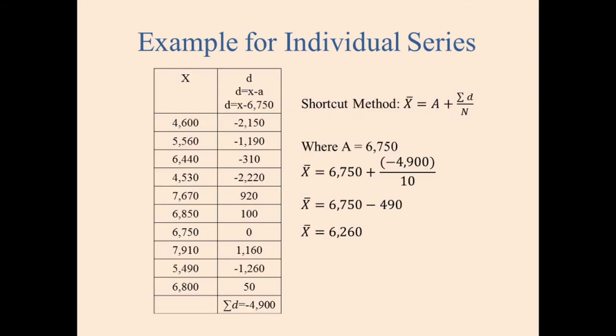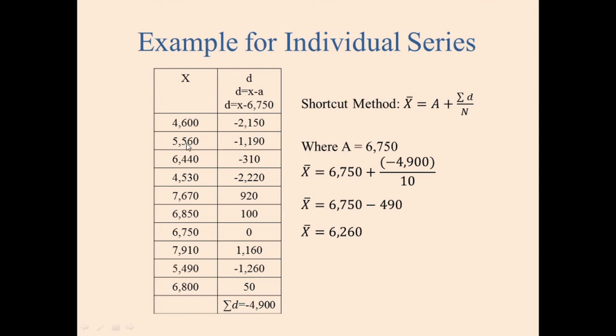The same sum we will try to solve using shortcut method. Here the formula is x bar is equal to a plus sigma d by n, where a is the assumed value. In the given set of data, we are assuming 6750 as the assumed value. Now we will calculate d. Already I have said d is equal to x minus a. In the first variable, x is 4600. d is equal to 4600 minus 6750, that gives you minus 2150.